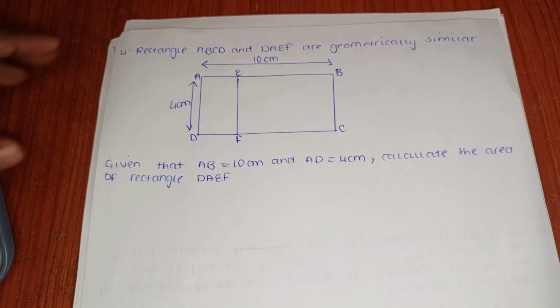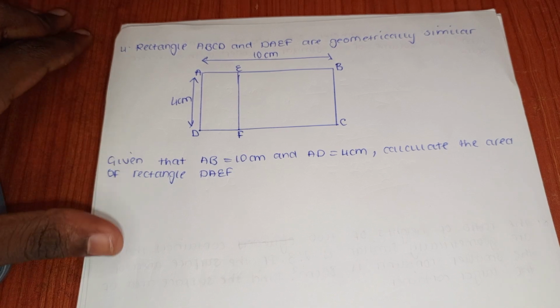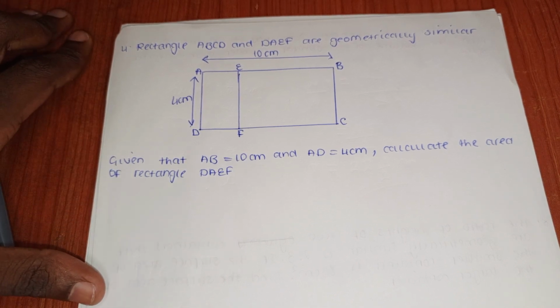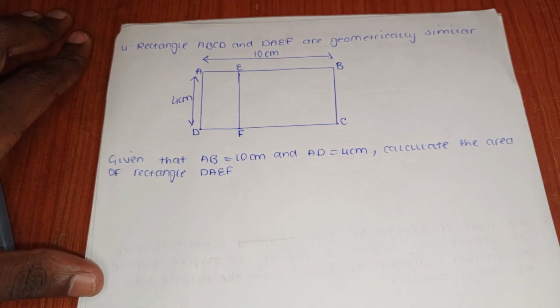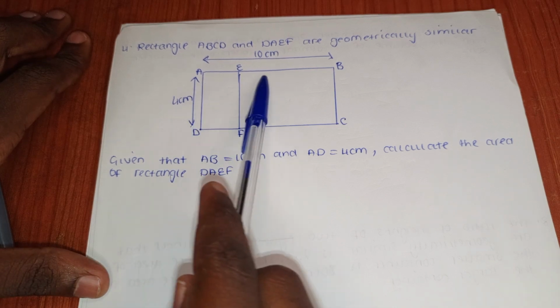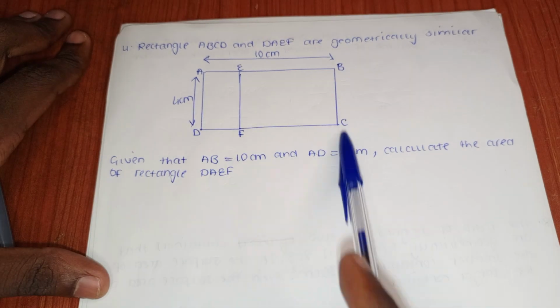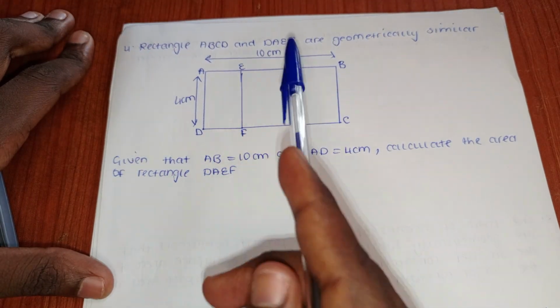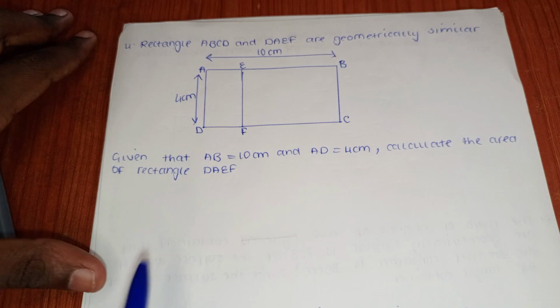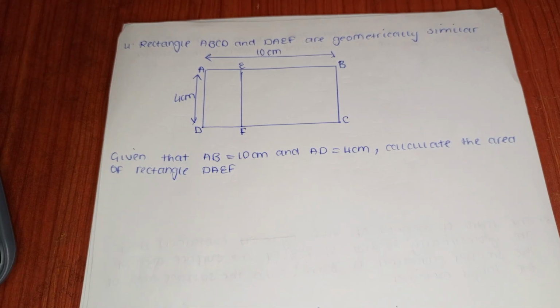So the next question: rectangles ABCD and DAEF are geometrically similar. The rectangle ABCD is the big one, and DAEF is the smaller one. Given that AB is equal to 10 centimeters and AD is equal to 4 centimeters, calculate the area of rectangle DAEF.